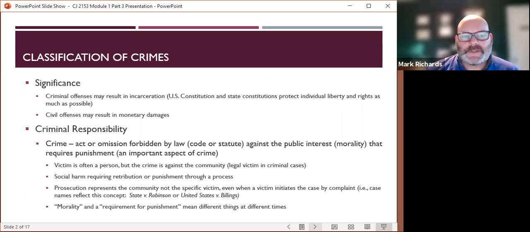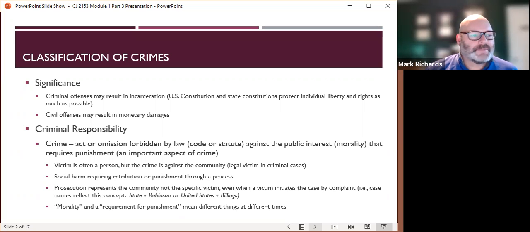Criminal responsibility has to be proven against the defendant to proceed through the criminal justice process. A crime is an act or an omission forbidden by law, which means it's in some criminal code or established by some statute. It has to be against the public interest or morality, and the act requires punishment, which is an important aspect of an act being considered a crime.